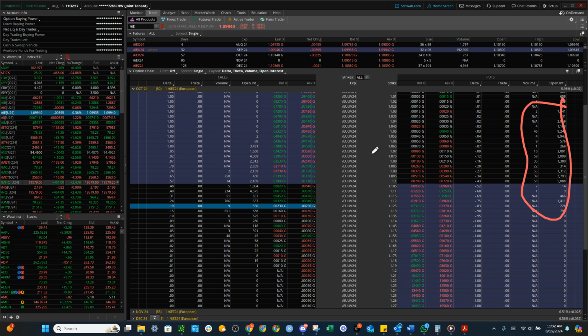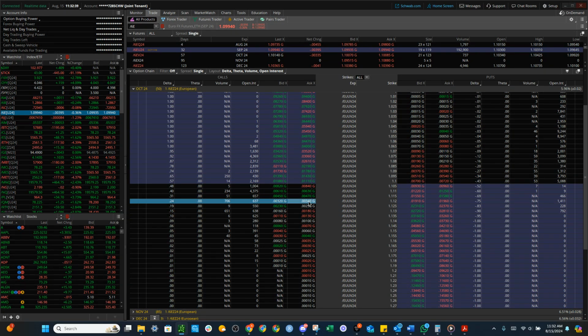I always leave this on, and this is my default setup. This is how I look at each trade when I go in. I have delta, I have theta, and then volume and open interest. I don't care about anything else, although I do look at vega sometimes, but not in this case. It's fine. So I'm gonna short the 1.12 strike.